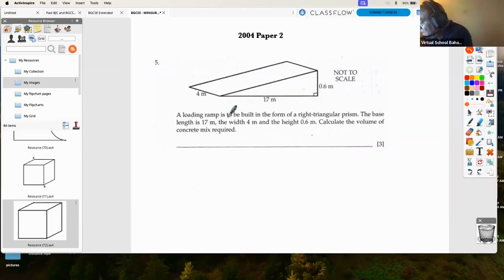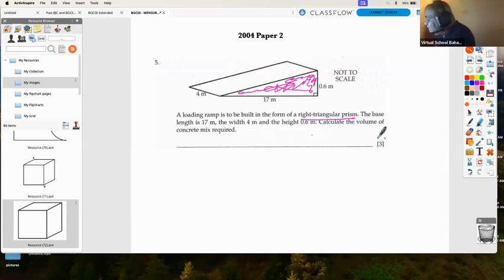The loading ramp is to be built in the form of a right triangular prism. That means this here would be the cross section, because the name of the prism takes the shape of its base. And since they say triangular prism, this would be the base. That means if you flip this to make your calculation, the base is length 17 and the width is 4. The height is 0.6 meter. Calculate the volume of concrete required.